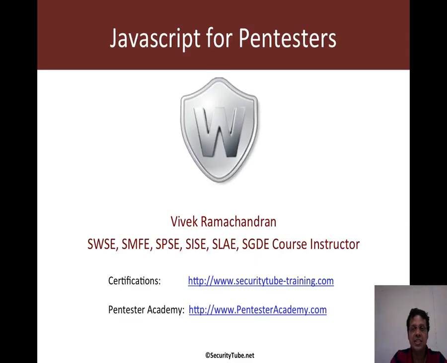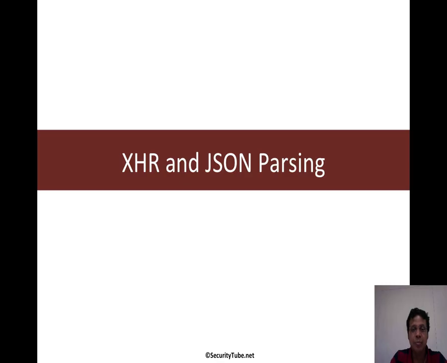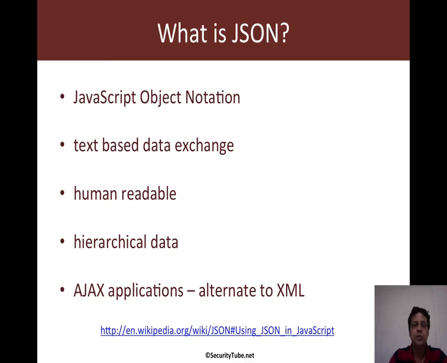Welcome to the JavaScript for Pentesters course at Pentester Academy. Now in this video, we will look at XML HTTP request and JSON parsing. So for some of you who've never heard about JSON, JSON is JavaScript Object Notation, and very simply put is a text-based data exchange protocol used by applications on the web. Now it's text-based, at the very same time human readable, and data can be arranged in a hierarchical way.